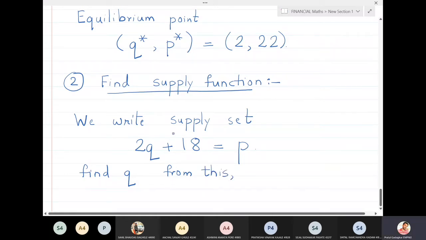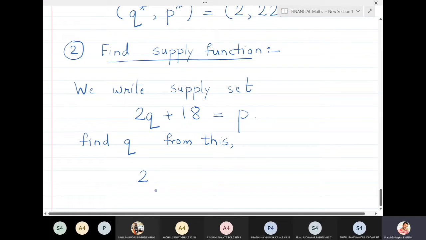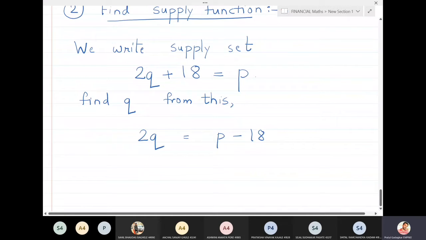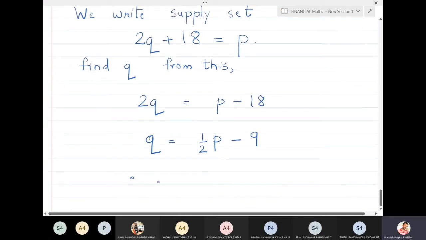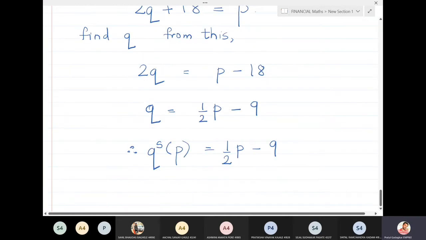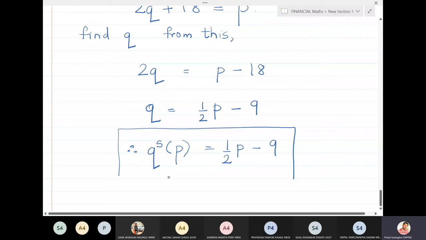So this means that 2Q is P minus 18, and Q is half P minus 9. Okay, this Q is giving me the supply function, which I denote by QS(P) is equal to half P minus 9. This is the supply function.